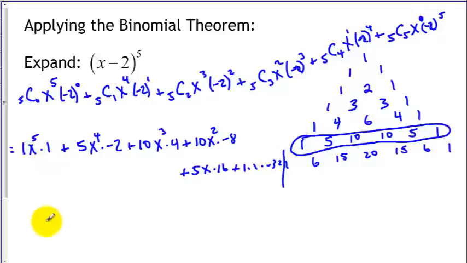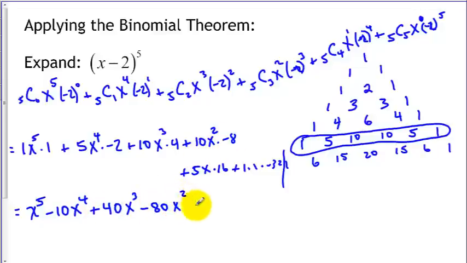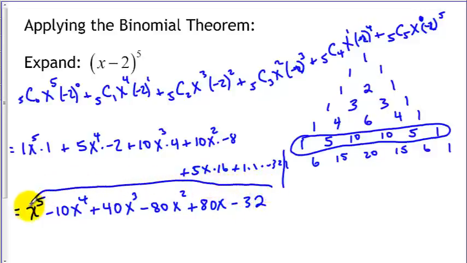So now we simplify here. We have x to the 5th, that's not going to be plus, that's going to be subtract, because we've got negative 2 times 5. Now we have 4 times 10, so plus 40 x cubed, negative 80 x squared, 5 times 16, so plus 80 x, and then minus 32. And that is our answer for expanding out this expression to the 5th power.